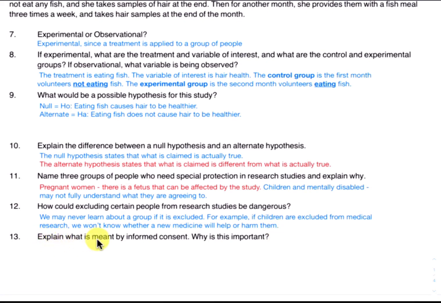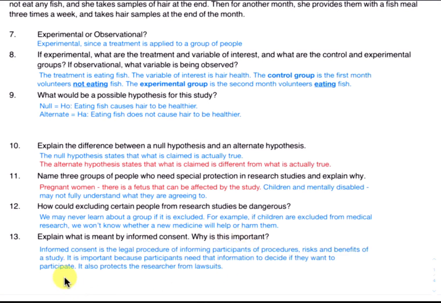Number 13, explain what is meant by informed consent and why is this important? Well, informed consent is the legal procedure of informing participants of procedures, risks, and benefits of a study. It is important because participants need that information to decide if they want to participate. It also protects the researcher from lawsuits.